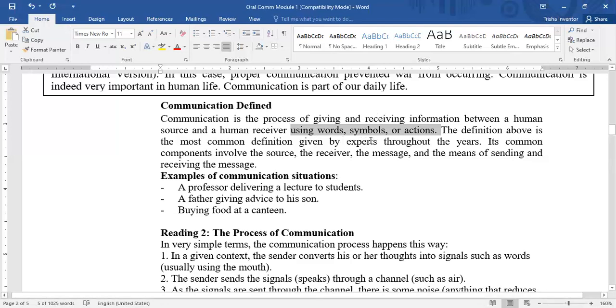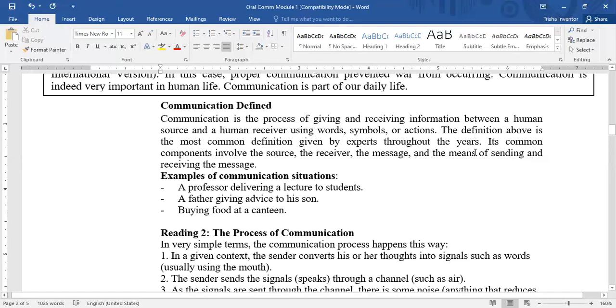Okay? So how about the mute and also the deaf? How are they going to communicate with each other or with us normal people? They are going to use, yes, correct, they are going to use sign language. So that is their way of communicating with each other. Right. The definition above is the most common definition given by experts throughout the years.